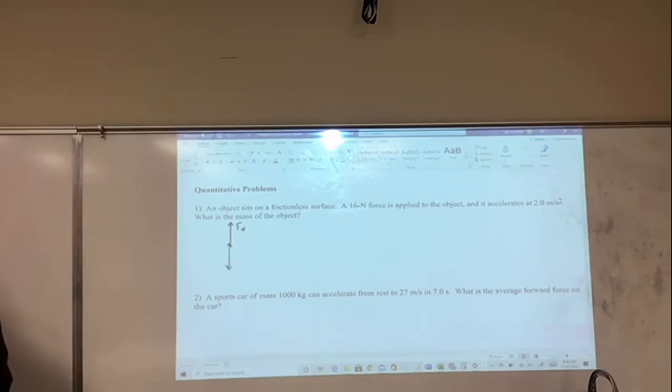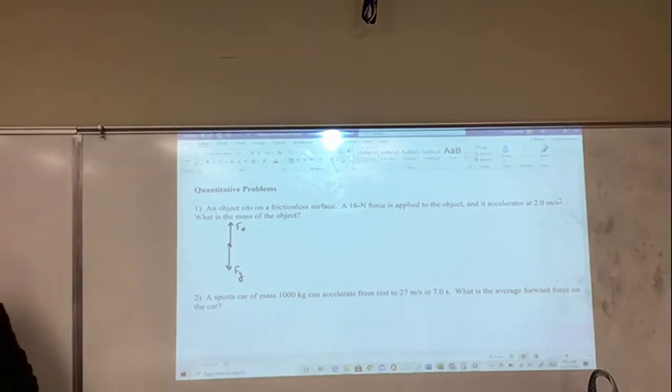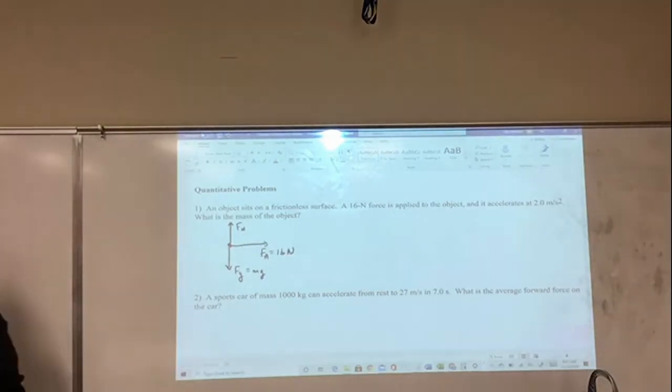So a balanced force due to gravity, and then what other forces do I have? I have an applied force. We'll call that FA, applied. Do I have any other forces? Okay, well, we're told that it sits on a frictionless surface, so we're probably not going to have air resistance either.